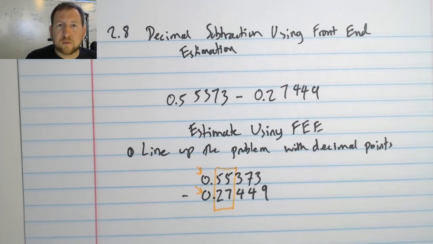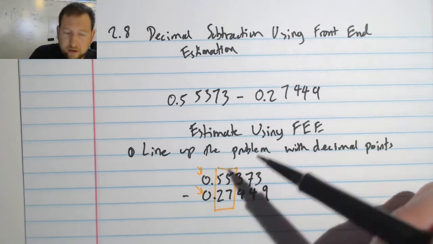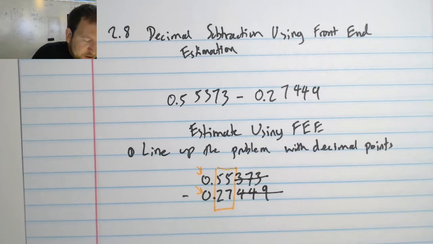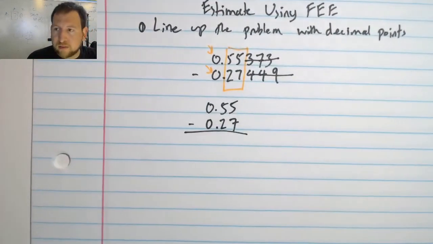Now I only do this when I don't have any whole numbers. So because I don't have whole numbers here, I'm going to go to the two decimals, and then I'm just going to go ahead and cross everything else out. And if I rewrite this, all I have is 0.55 minus 0.27. And now this is much easier for me to do, and I can just use my normal subtraction.